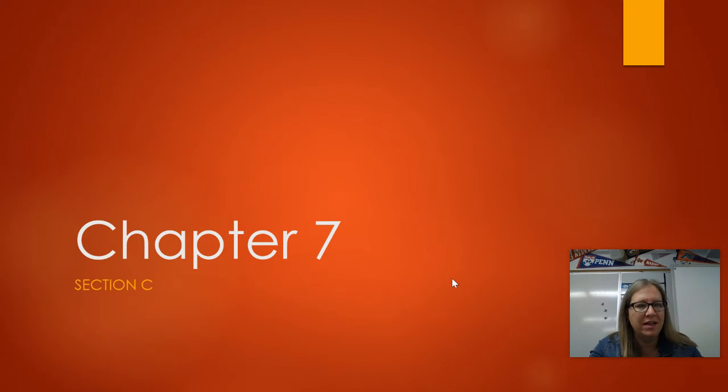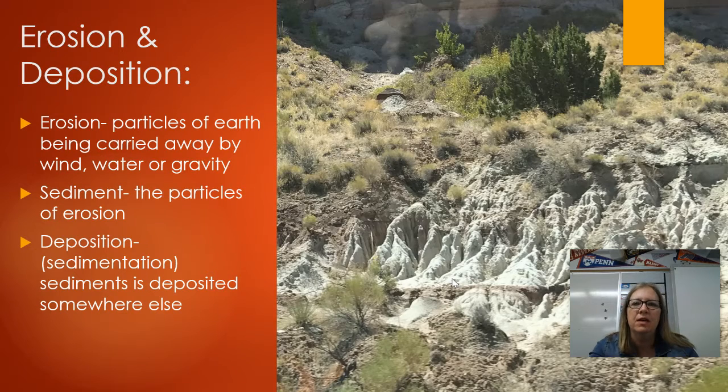We've got a lot more landforms to talk about today. So we're going to talk about landforms that are actually formed by erosion and deposition. We're going to talk a little more about erosion and deposition in a later chapter, but for now, you just need to understand that erosion is the movement of particles of the earth, okay? So rock, soil, dust, things like that, they get carried away by things like wind, water, and gravity.